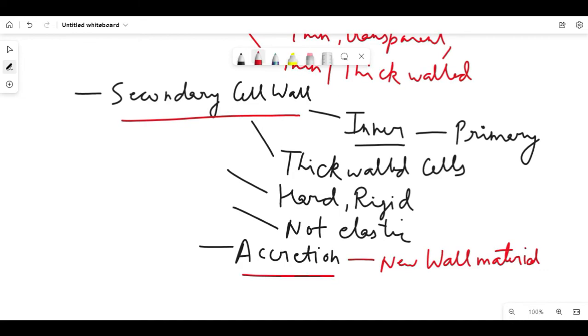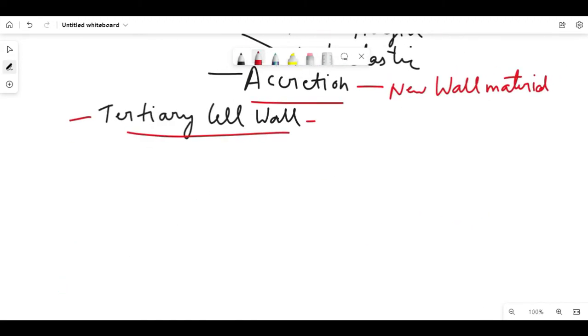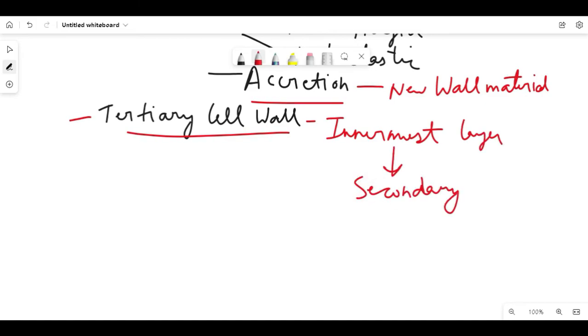Then fourth one is tertiary cell wall. This tertiary cell wall is the innermost layer of the secondary cell wall. And it is sometimes different in the chemical and staining properties. And it contains xylan.